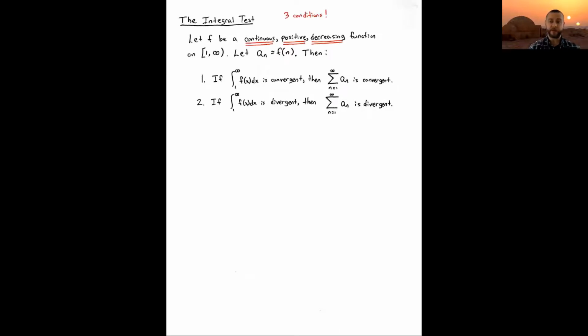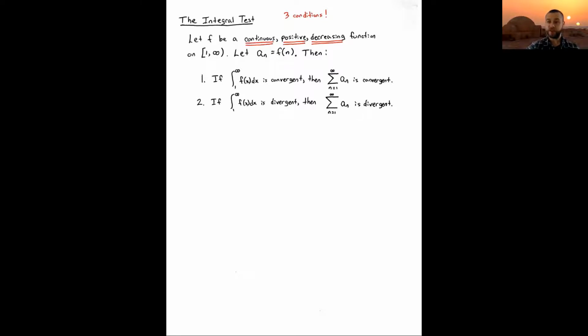So keep in mind for the integral test, these three conditions have to be satisfied in order for the conclusion to be reached. If any of the conditions aren't met, then we can't get the conclusion here. So the integral test wouldn't apply if, for instance, 2 out of those 3 conditions are met.